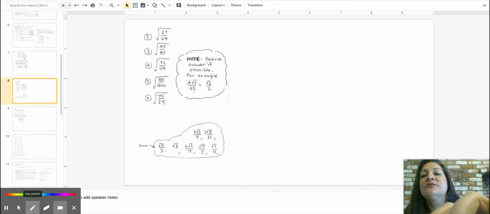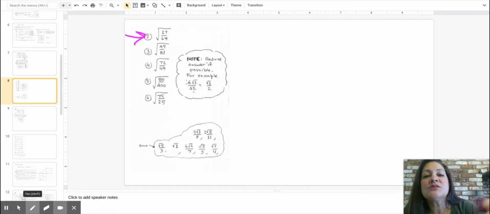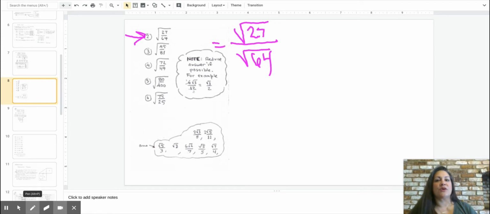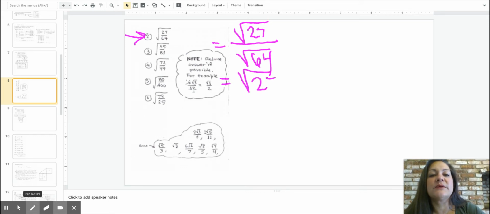Number 2 is what we are on. Square root of 27 over 64. And I went ahead and separated those out. Square root of 64 is 8. It's a perfect square. It gives a square root of 27 divided by 8.